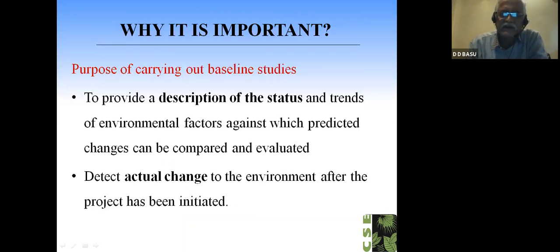Why is it important? As I have already told you, it provides a description of the status and trends of environmental factors against which predicted changes can be compared and evaluated. It also detects actual change to the environment after the project has been initiated. These are the two most important things.